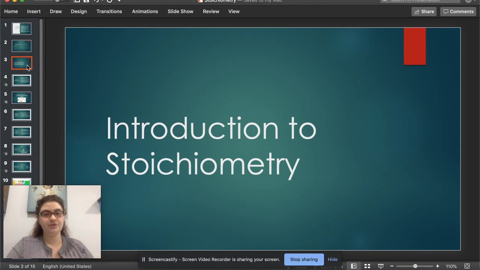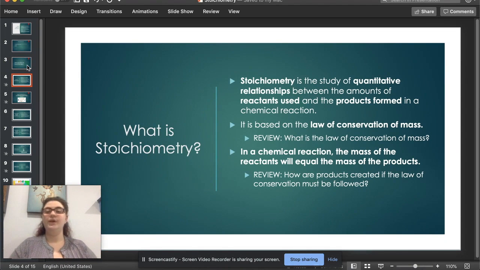So we're going to introduce stoichiometry today. And so what is stoichiometry? Stoichiometry is the study of quantitative relationships between the amounts of reactants used and the products formed in a chemical reaction. It's based on the law of conservation of mass.